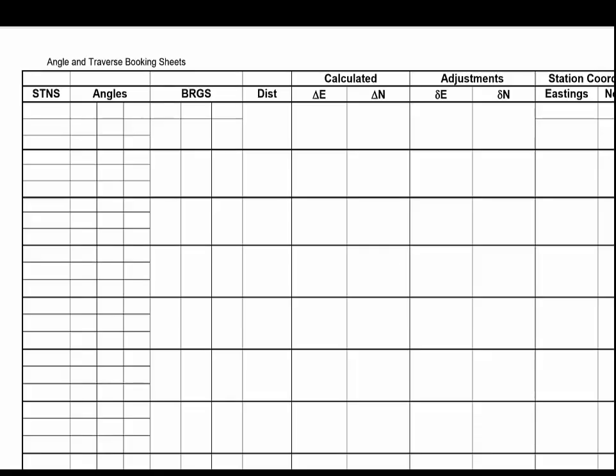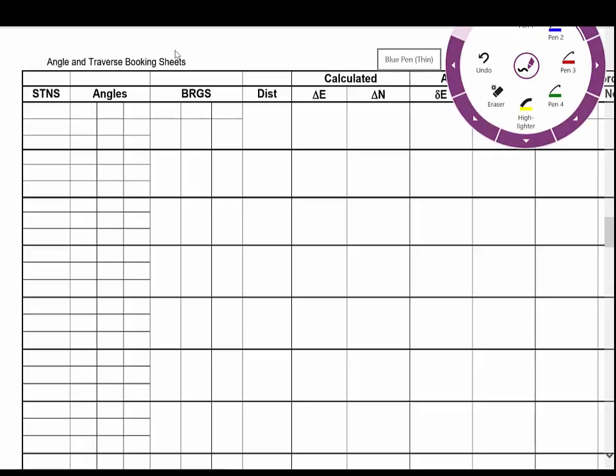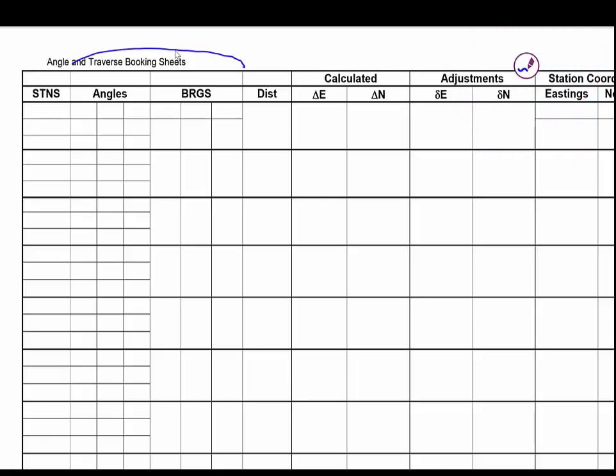So the traverse booking sheet looks really long, looks really complicated. Actually, it just makes your life a lot easier. That's why we use it. And all of those steps that I went through before, now most of them take place on the sheet itself. So step 2, when you work out your whole circle bearings, is working out the whole circle bearings, and we use these columns to do that.